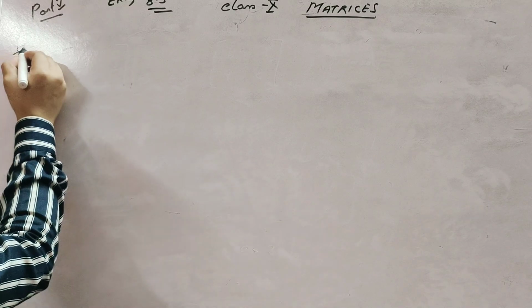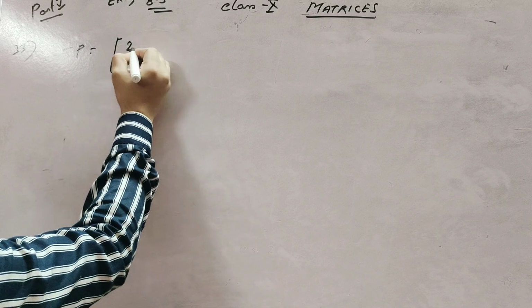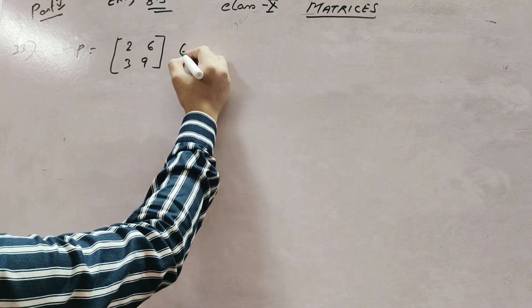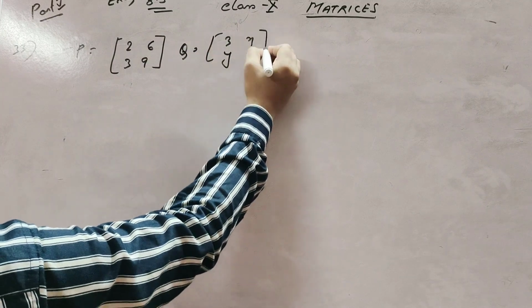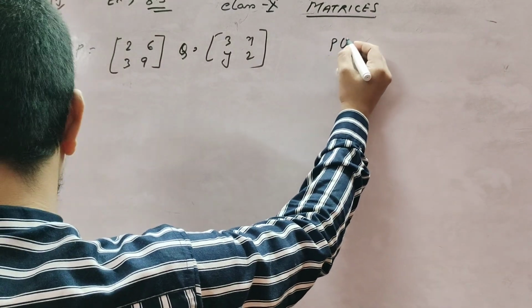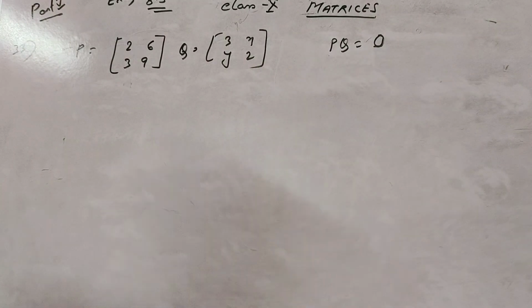Question number 33. In question number 33, if P equals [2 6; 3 9] and Q equals [3 x; y 2], find the value of x and y, and given is PQ equals 0, that is the zero matrix, the null matrix.